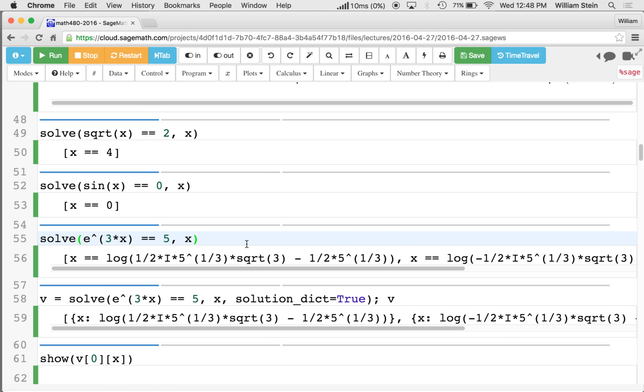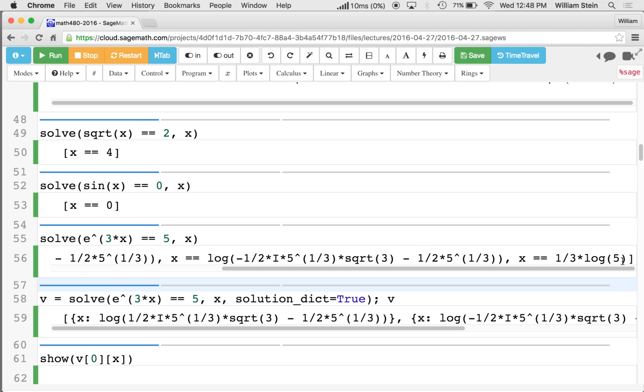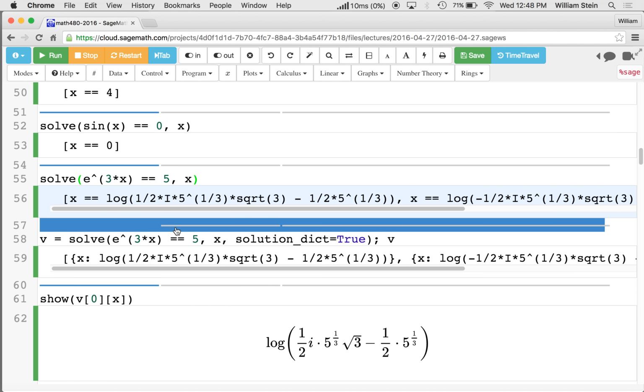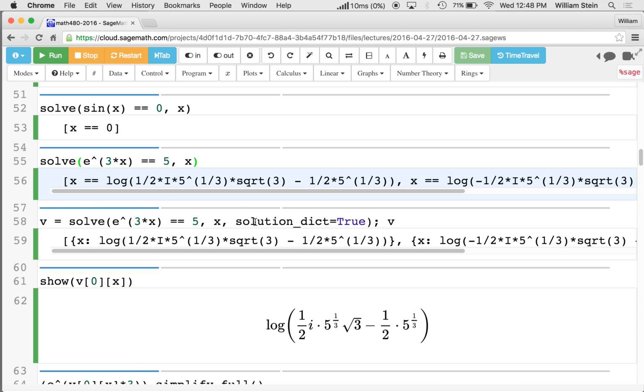There are a couple of solutions. Two of them are complex and one of them is real. So you notice this third solution is 1/3 log of 5, but there's also two complex solutions. There's an option you can pass to the solve command. If you're going to seriously use the solve command, I recommend doing solve question mark and looking at the documentation.